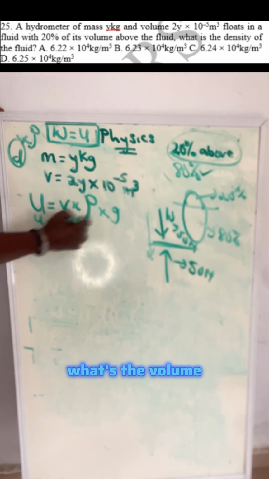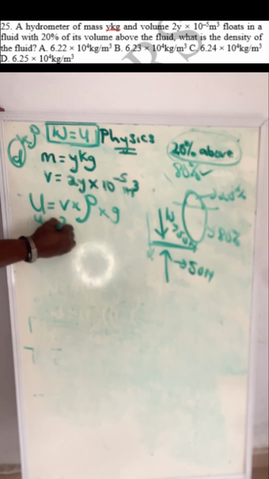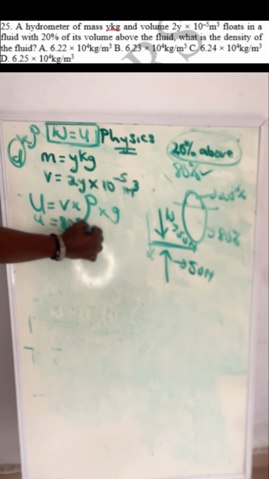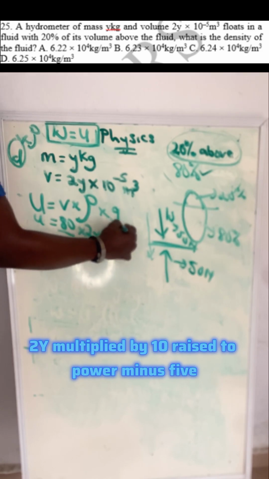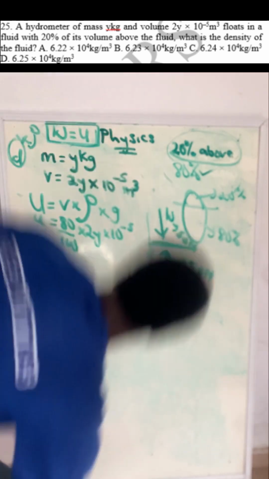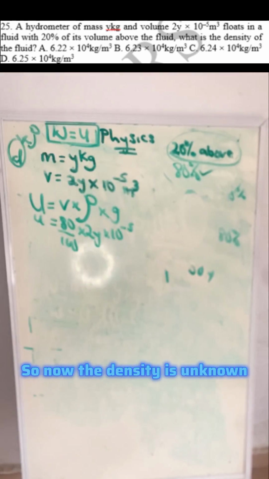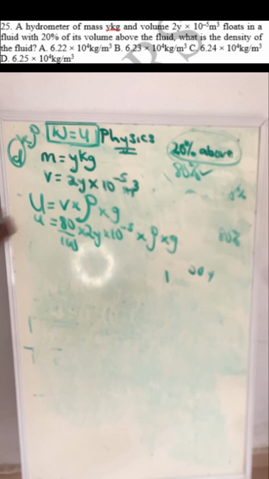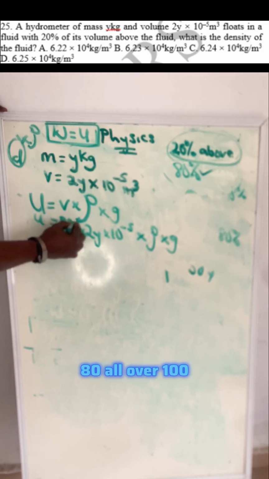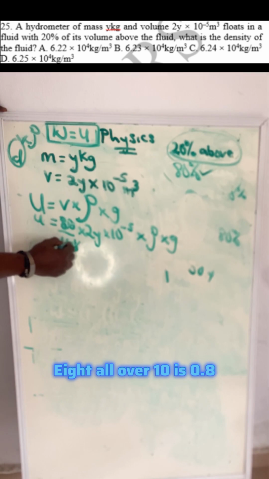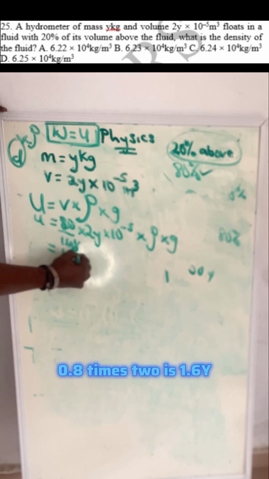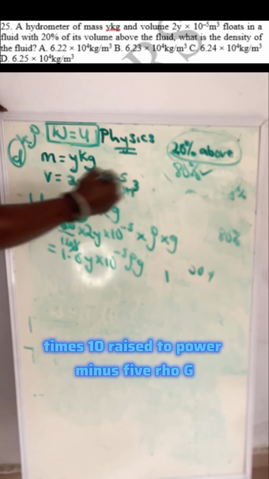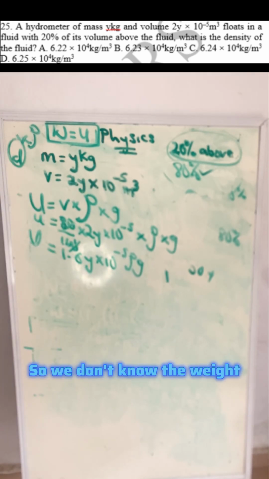So the upthrust is equal to, what's the volume? The volume is 80% of this, so 80 over 100 multiplied by 2y multiplied by 10 raised to the power minus 5. That is the volume, right? The density is unknown, that's what we are asked to find, multiplied by gravity. So I can cut this, 80 over 100, 0 cancels 0, 8 over 10 is 0.8. 0.8 times 2 is 1.6y times 10 raised to the power minus 5 rho g. This is the upthrust.